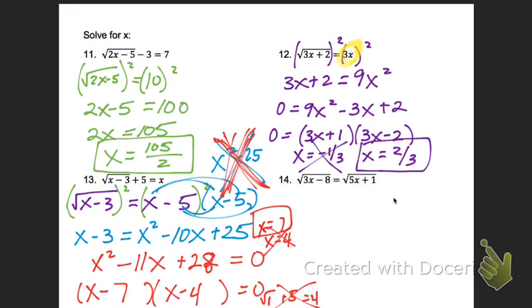Okay, number 14. There's a square root on both sides. So that's pretty easy. Just square both sides. Now we set them equal to each other. So 3x minus 8 equals 5x plus 1.